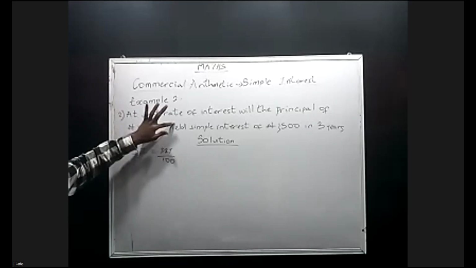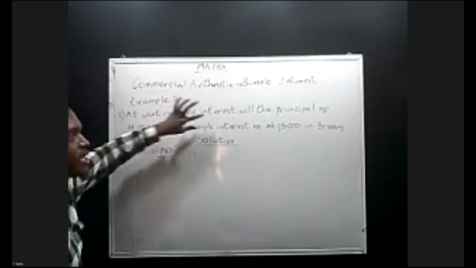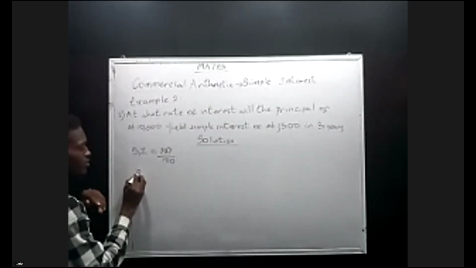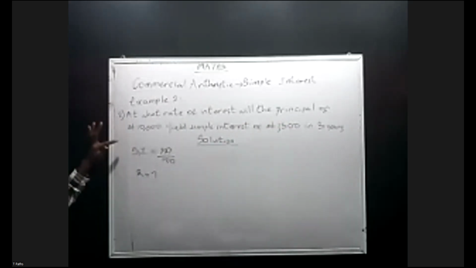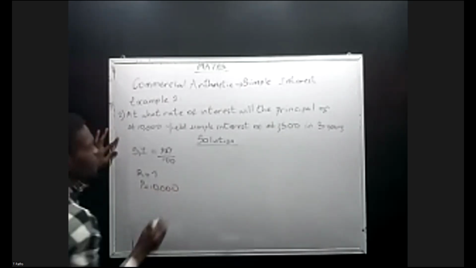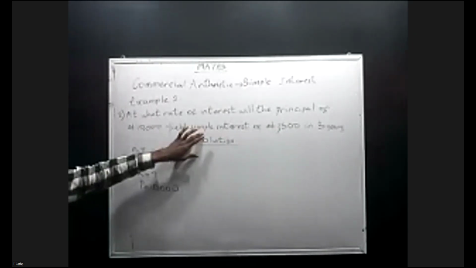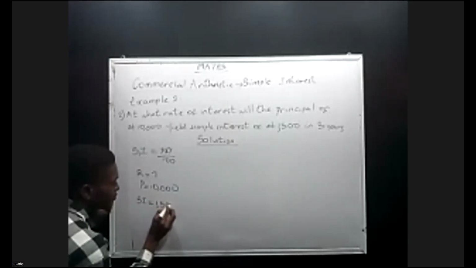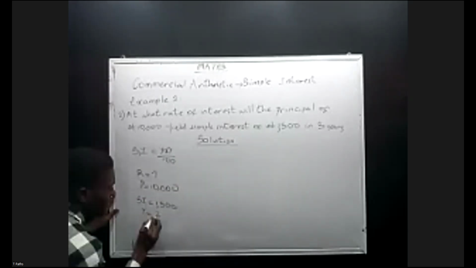Now then interpret the question. Now you say at what rate of interest? So automatically we already know what we are looking for is our R. That means R was not given. So our R is unknown. The principal of 10,000, our principal is given. Our principal is equal to 10,000. Yield simple interest of 1.5. Our simple interest is also given. So our simple interest is equals to 1.5. In 3 years, our time is given too. Our time is equals to 3 years.